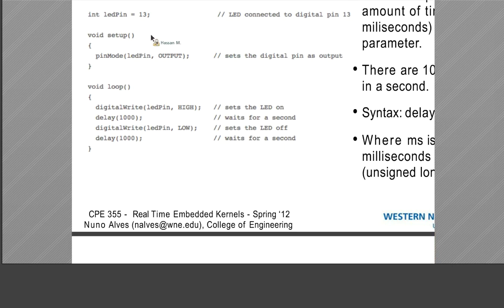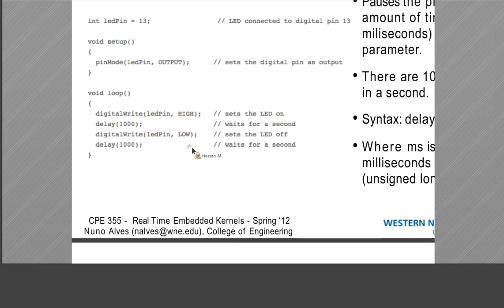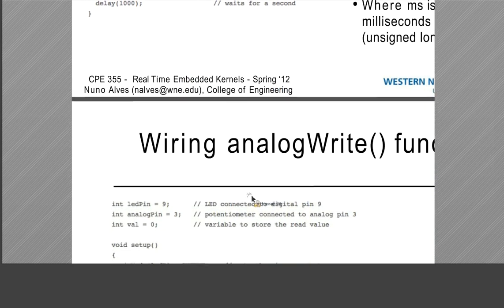In void setup, pinMode, LED pin 13 as output. Okay, in loop, digitalWrite LED pin HIGH. Delay for 1 second, 1000 milliseconds. digitalWrite LED pin LOW, blinking. Okay, and then delay for 1 second. These delay functions use timers, and use timer overflow interrupts, for example, as one of you said. Maybe Mr. Ahmed Fawaz, one of you. That's right.